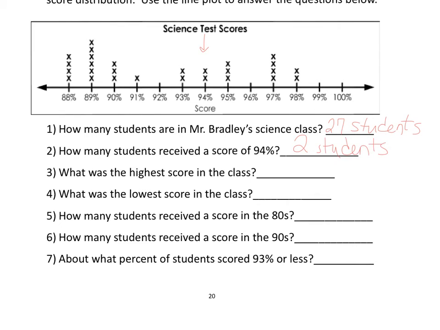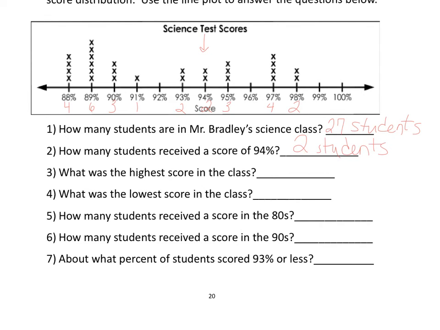Again, to count up the number of students, you see that there are 4 at 88, 6 at 89, 3 at 90, 1 at 91, 2 at 93, 2 at 94, 3 at 95, 4 at 97, and 2 at 98. When you add up 4 plus 6 plus 3 plus 1 plus 2 plus 2 plus 3 plus 4 plus 2, you'll end up at 27.